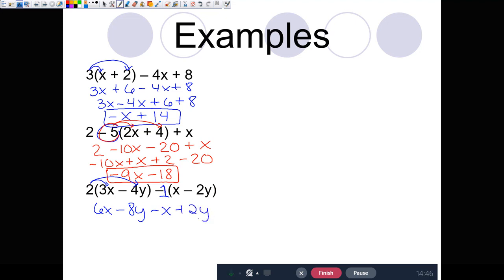Okay, now I'm going to rewrite so that all my like terms are next to each other. Remember, we go in alphabetical order, so x is before y. So I have 6x minus x minus 8y plus 2y. What's 6x minus x? 5x. And what is negative 8y plus 2y? Okie dokie.